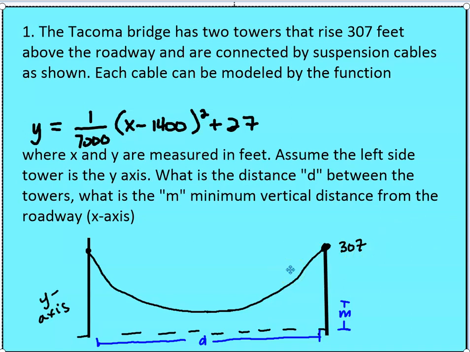And the cable can be modeled by the function y is equal to 1 over 7,000 times x minus 1,400 squared plus 27, where x and y are measured in feet. Assume the left side tower is the y-axis. What is the distance d between the towers? So here's my distance, so we're drawing the picture, right? And what is m, the maximum or vertical height from the roadway? So essentially we're looking for that vertex, the location of the vertex, so we can find out what the height of the cable is above the roadway.